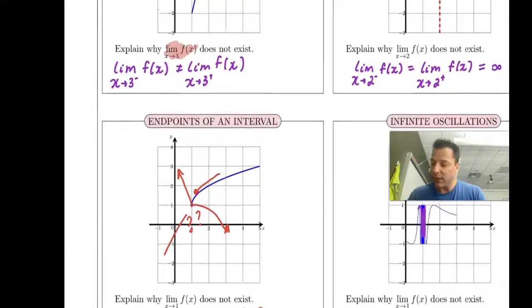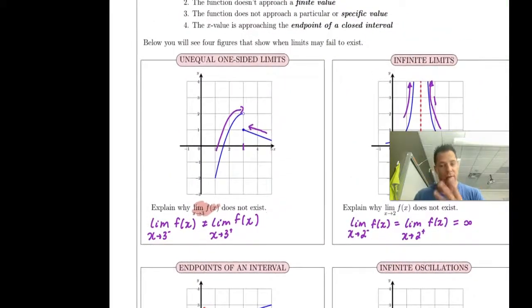So that's it for when limits fail to exist. Remember, there are 4 cases.